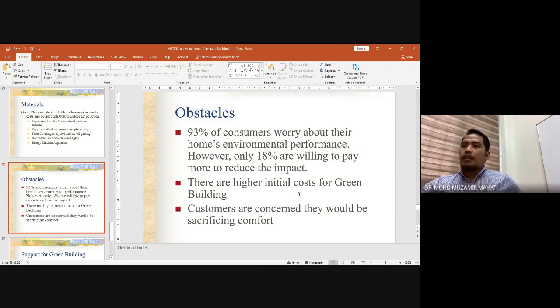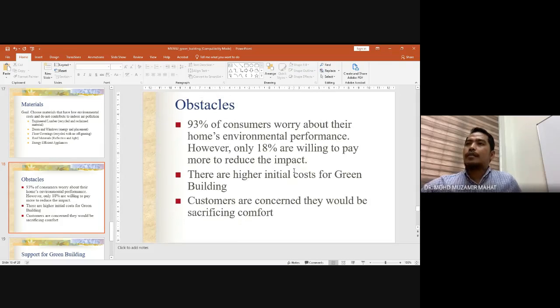Okay, this one. There are higher initial costs for green building. Customers are concerned they would be sacrificing comfort.